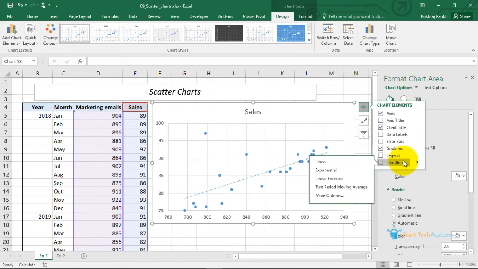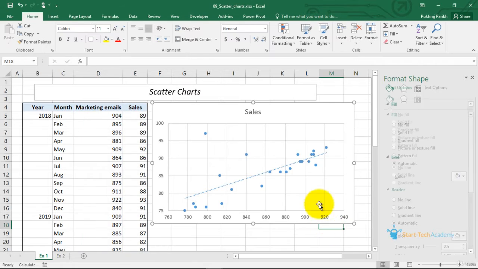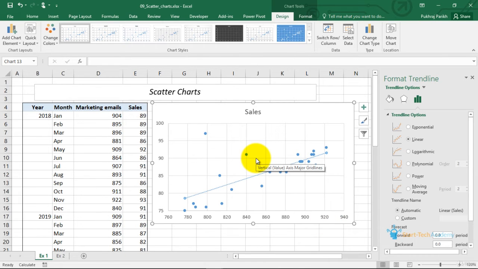There are other options of trend lines also. Let us first draw a linear trend line. When I select this linear trend line, Excel draws the line such that it minimizes the difference between each data point and the corresponding value on the trend line. Overall, this trend line is suggesting that there is a positive relationship between sales and the marketing emails.